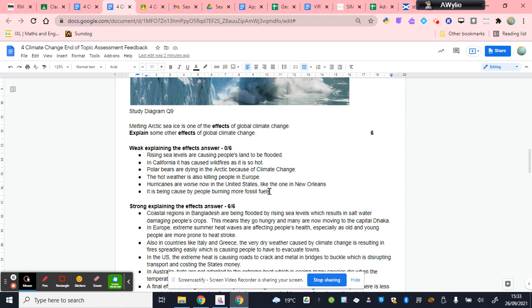And finally, it has been caused by people burning fossil fuels. Well, clearly that point has got nothing to do with the effects of climate change. That's a cause. And the question is about effects. So you have to be careful. There's no point telling me about what causes something if that's not in the question.